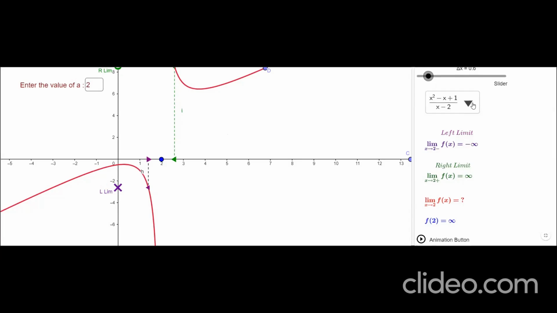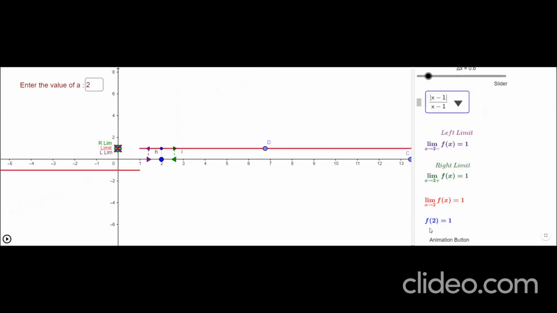Okay, let me give another example. You can see this question. This is the absolute value of x minus 1 divided by x minus 1. I want to calculate the limit at the value 1. All other values exist, but at 1, what will happen? I'll demonstrate from here. Look clearly. I want to evaluate the value of the function at x is equal to 1.